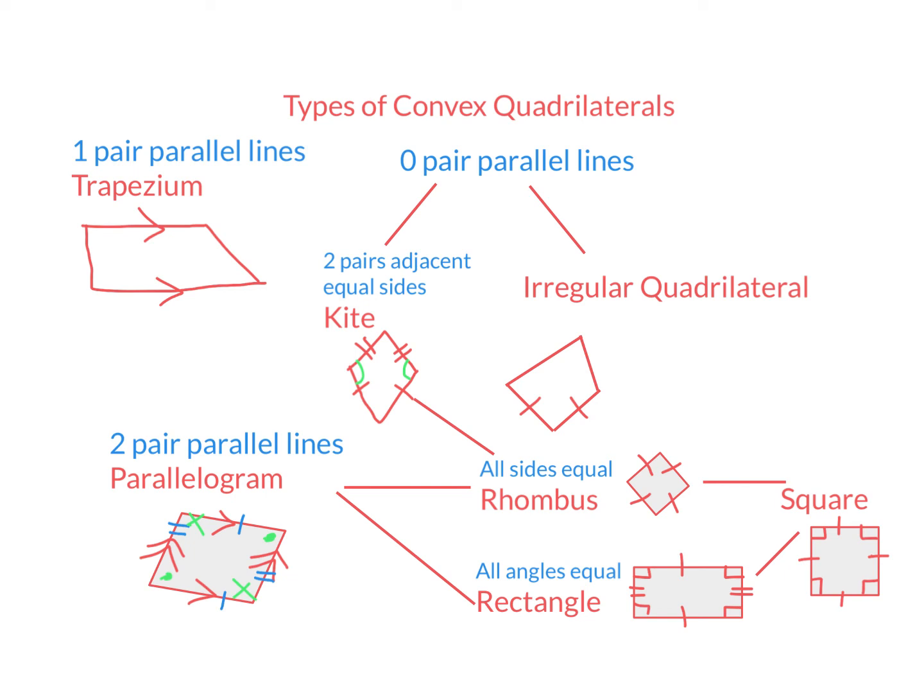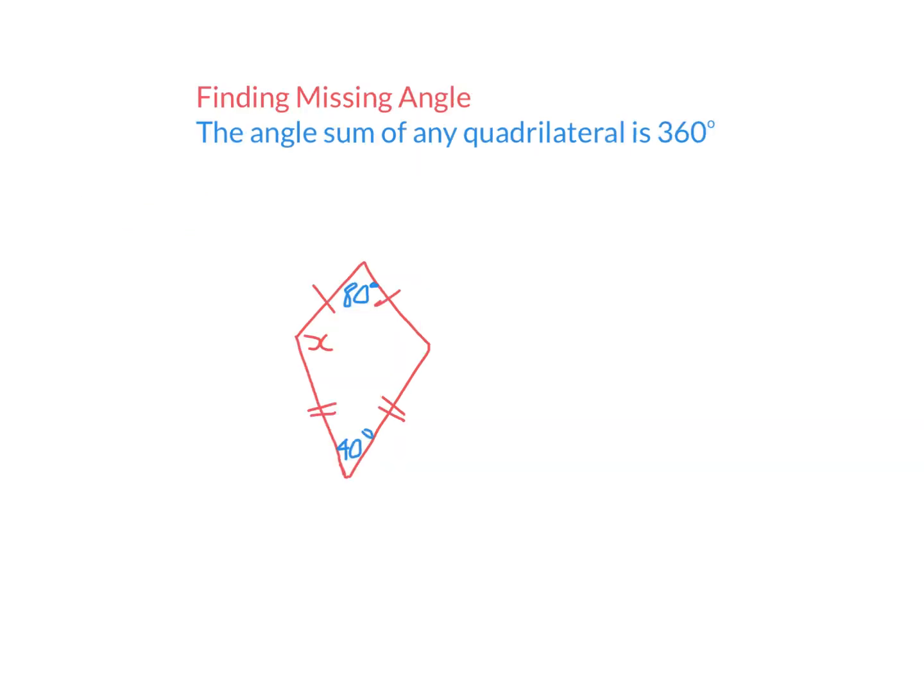All right, let's look at using what we know about quadrilaterals to find unknown angles. Let's find the unknown angle x here. Remember from the previous video, the angle sum of any quadrilateral is 360. So I know all four of these angles must add to 360. But this is a bit hard because I have two unknown angles. What we can do is use our knowledge of quadrilaterals.